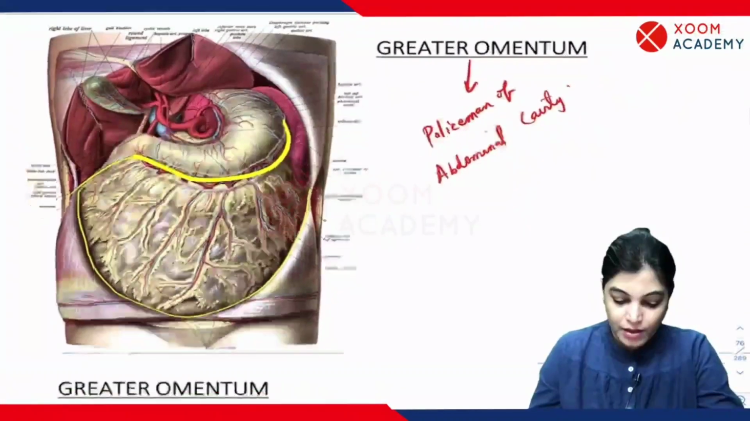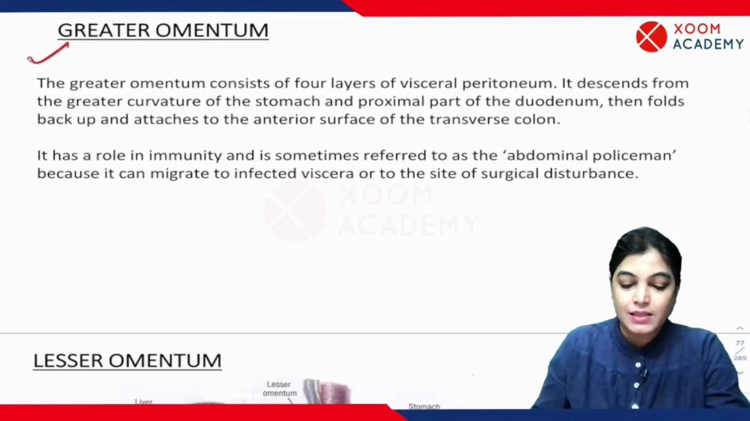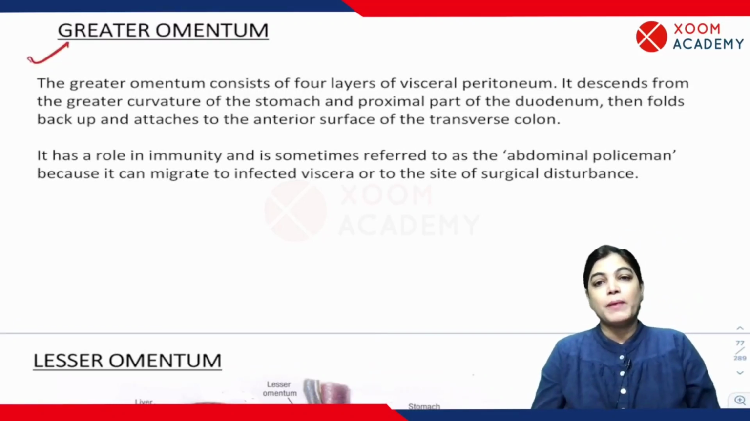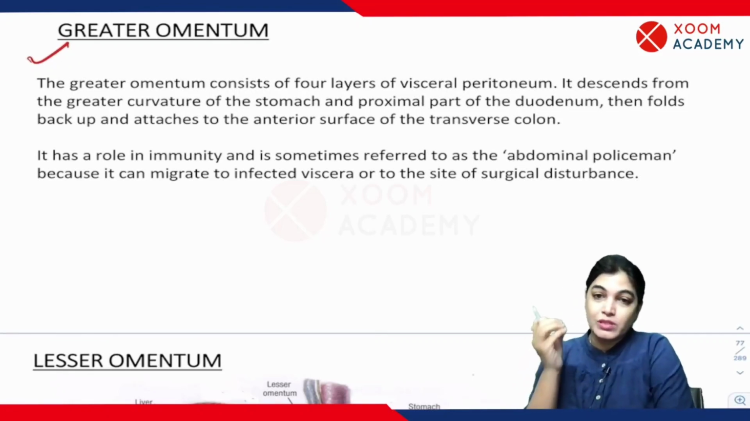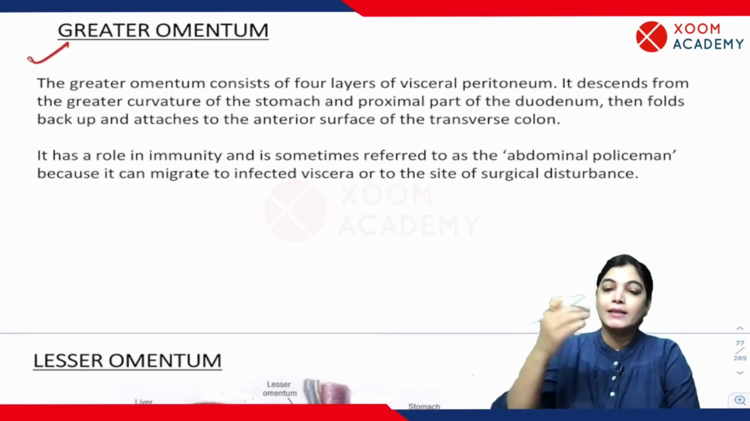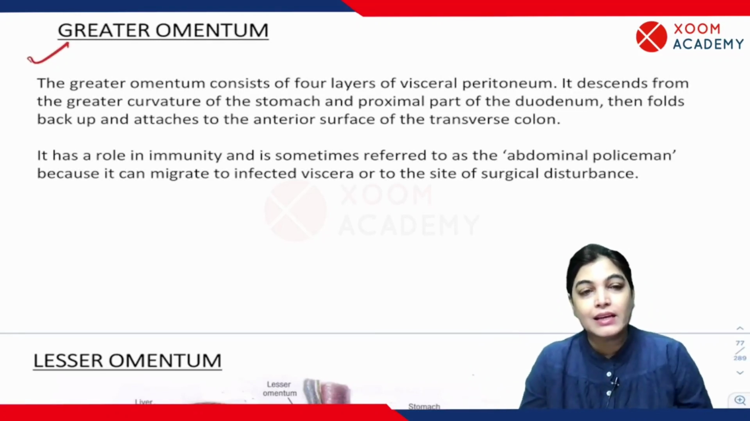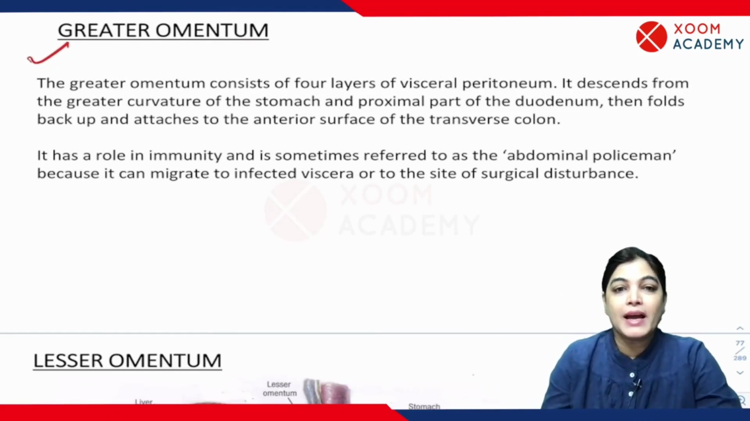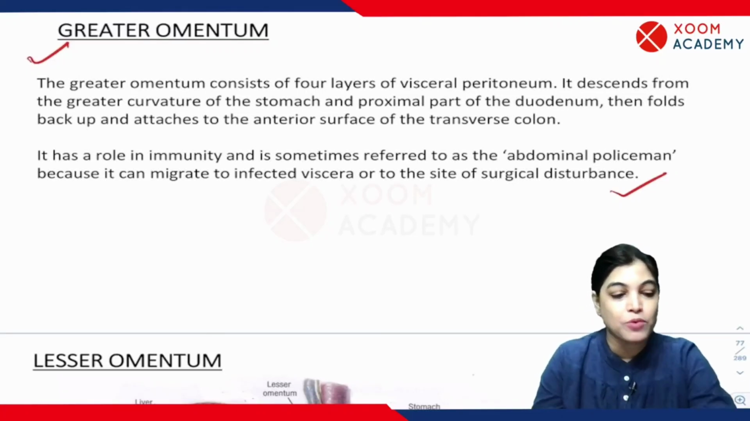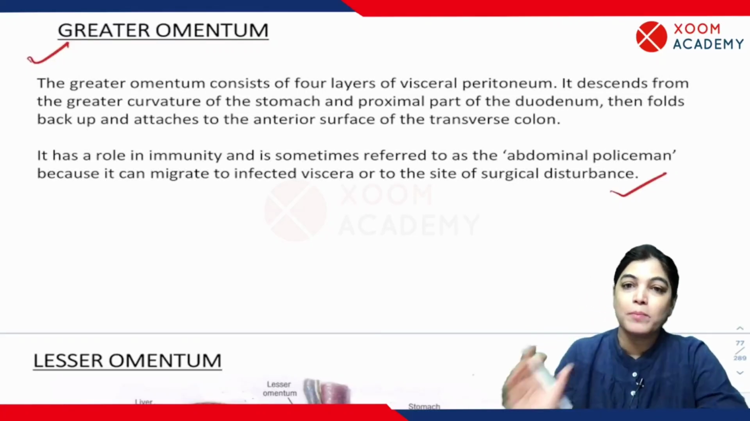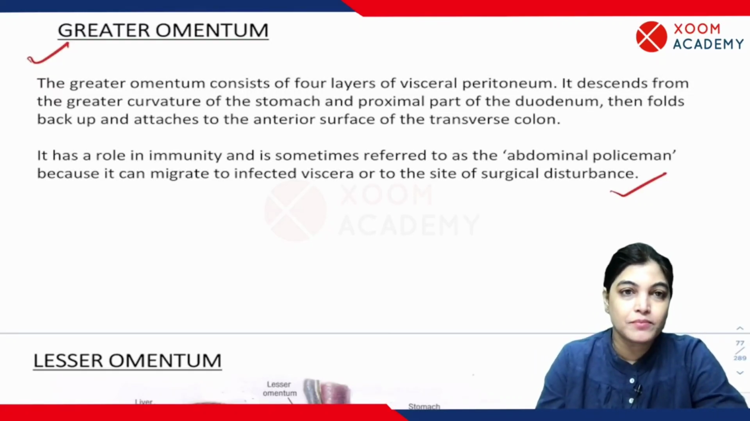Now, if I want to define the greater omentum, it consists of 4 layers of the visceral peritoneum. It descends from the greater curvature of the stomach, and also the most initial part of the duodenum, and the 2 layers again fold, and it is attached to the inferior aspect of the transverse colon. And as I told you, its role lies in immunity, as it contains aggregations of macrophages, so it is considered to be the abdominal policeman.